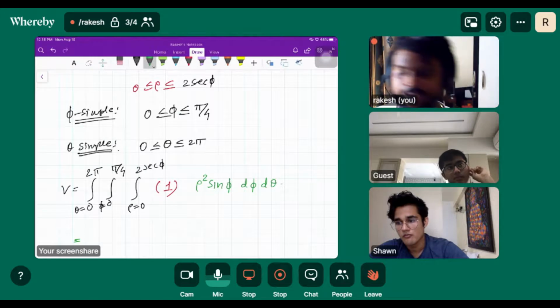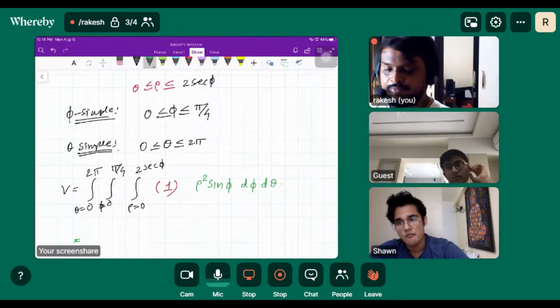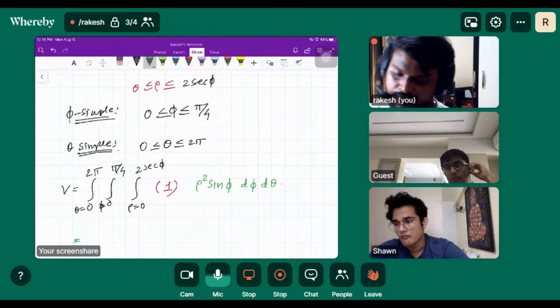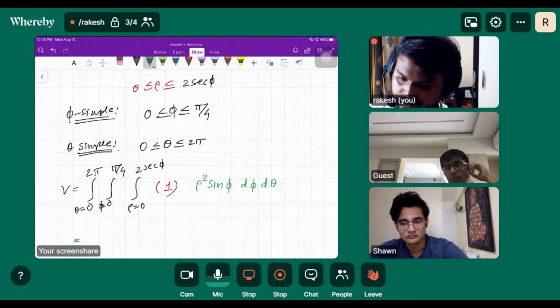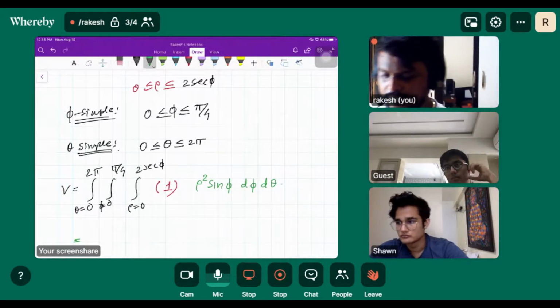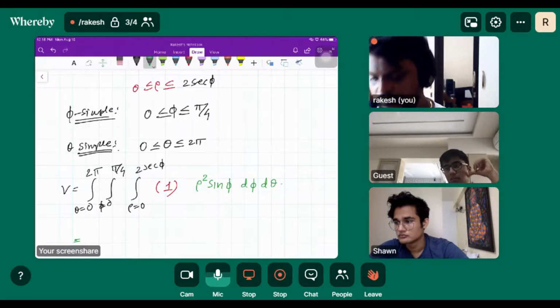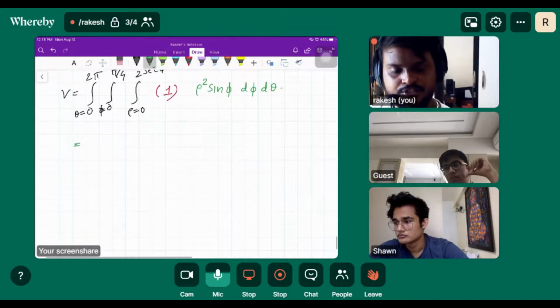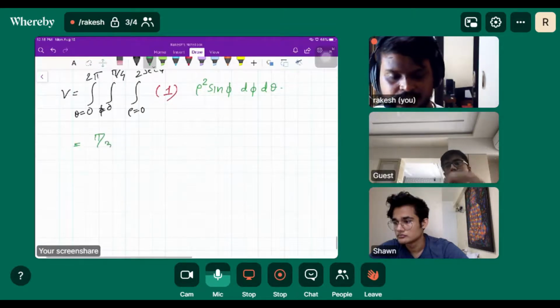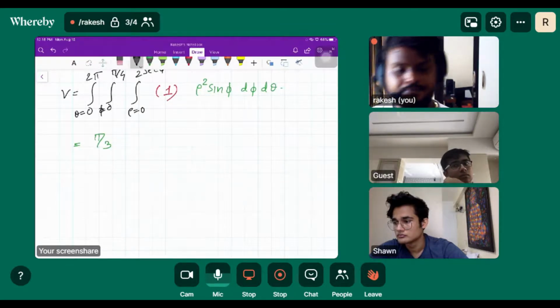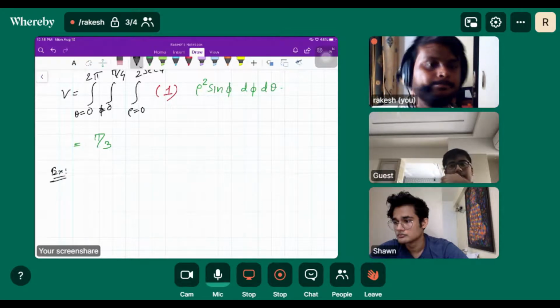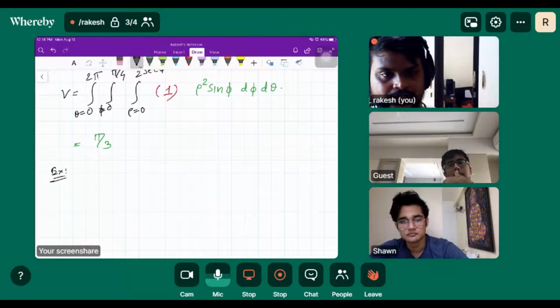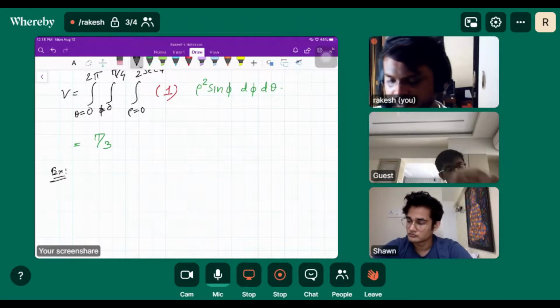Okay, so now let me give you the homework question. This is also like the homework one. Now let's move to the next type of question. See, I'm giving you the answer here, that is pi by 3. You can do that like homework.